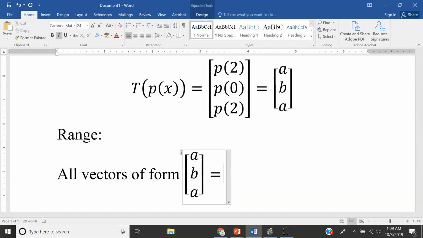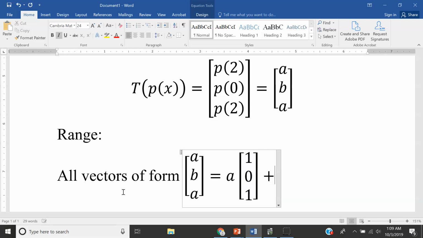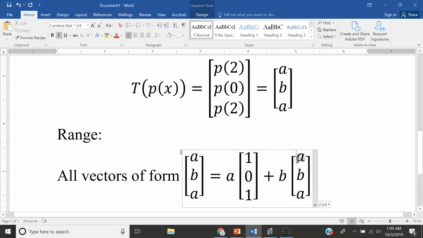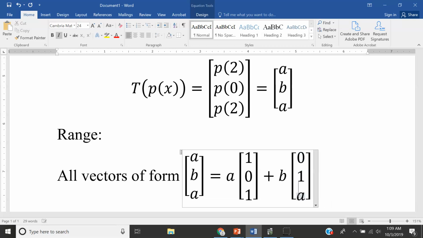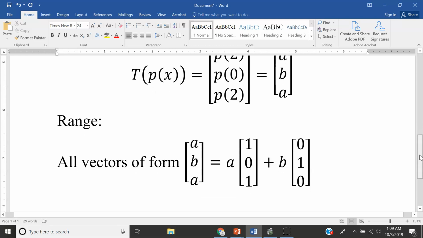If you wanted to write this as a linear combination of two vectors, you could write it as A times (1, 0, 1) plus B multiplied times (0, 1, 0). Okay? So all vectors of this form or this parametric form, that's your range. So there you go. So the range is pretty straightforward.